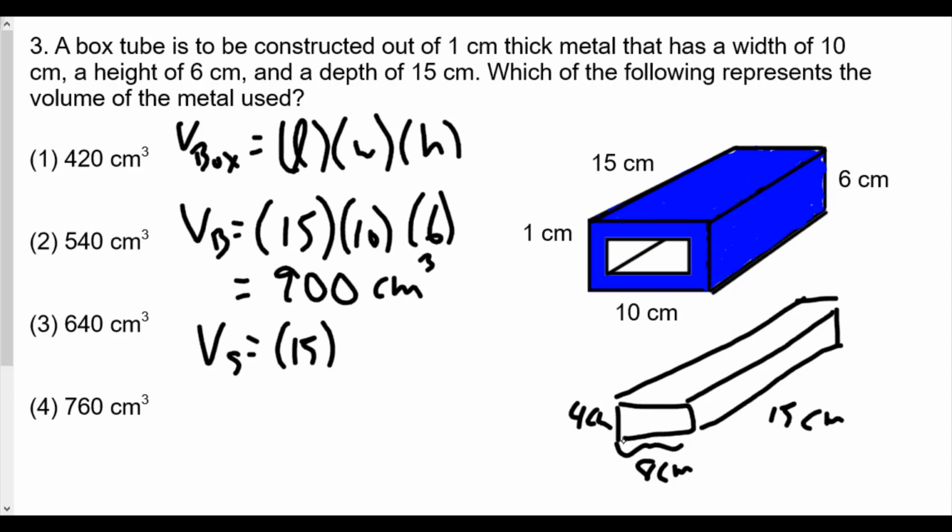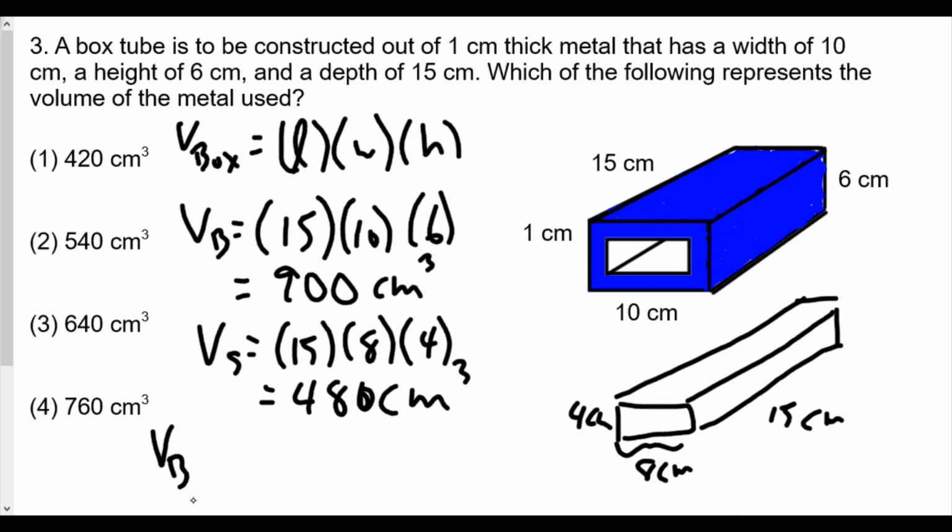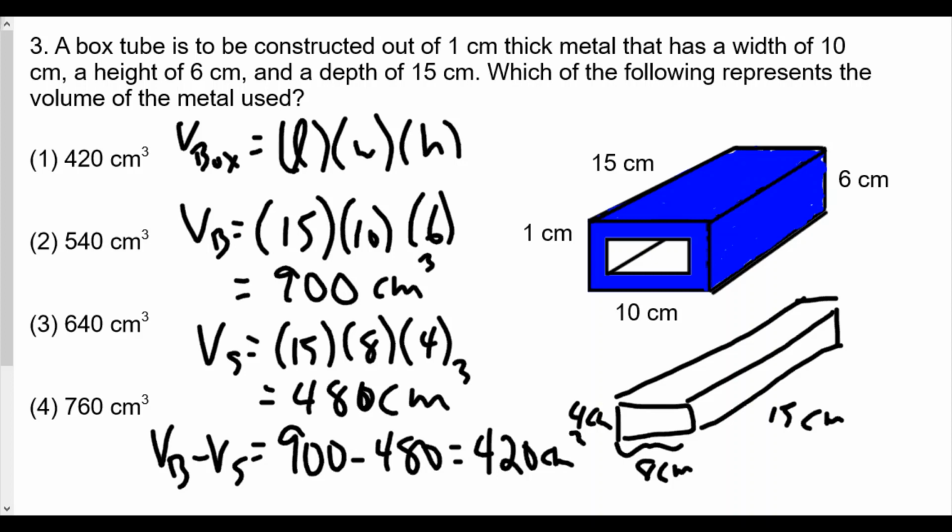So now this volume is going to be 15 times 8 times 4. Well, in this case, 4 times 15 is 60, and 60 times 8 is 480. So the volume of the tube is going to be 480 centimeters cubed. Now we take the shaded region, if you will. We subtract the big volume minus the small volume, very similar to our shaded area problem, except with volumes. So it'll be 900 minus 480, which gives us 420 centimeters cubed. And that's going to be choice 1.